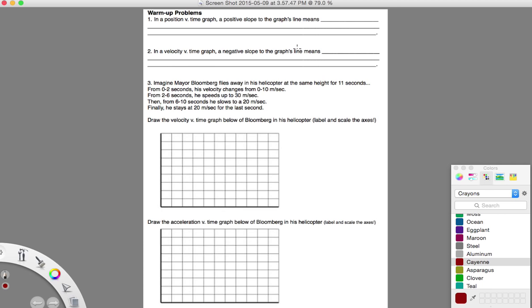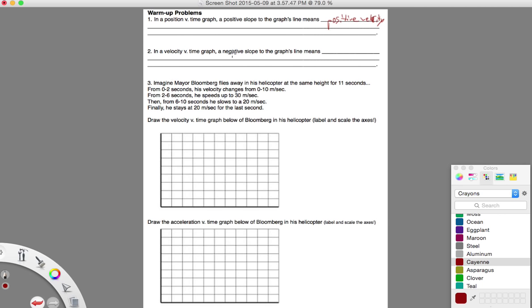In a position versus time graph, a positive slope to the graph's line means what? What is a positive slope? It means a positive velocity. We don't know what it means about its acceleration, because it doesn't describe anything else besides that. That is very messy, but it says positive velocity.